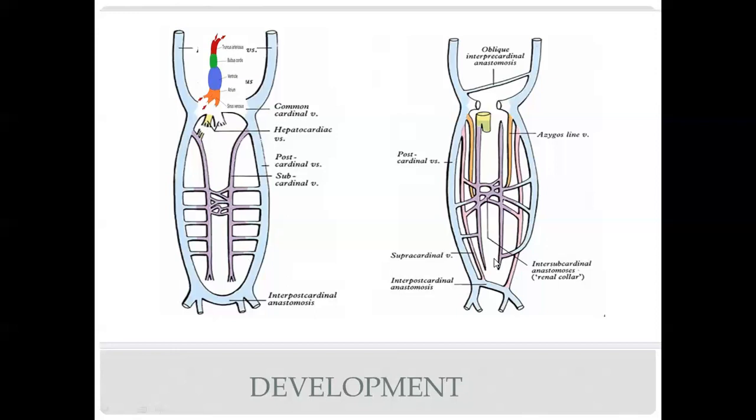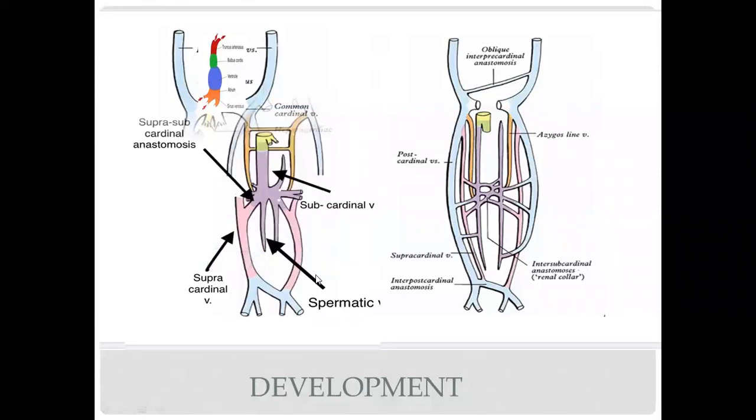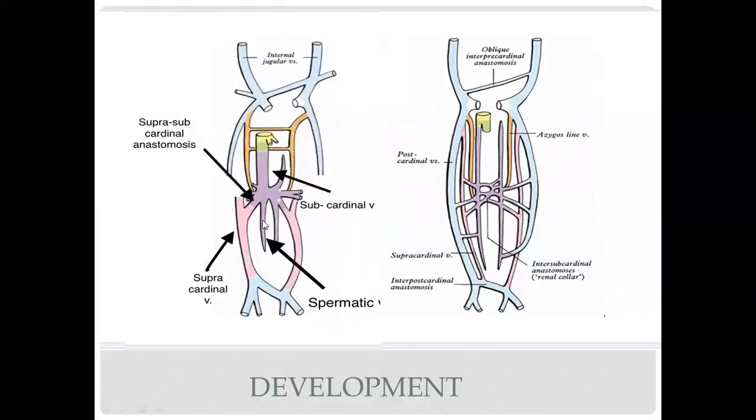The inferior part of the posterior cardinal vein on the left side starts to degenerate, but there is still a connection between the subcardinal and posterior cardinal veins. This is called the mesonephric shunt, with a small projection called the spermatic vein.